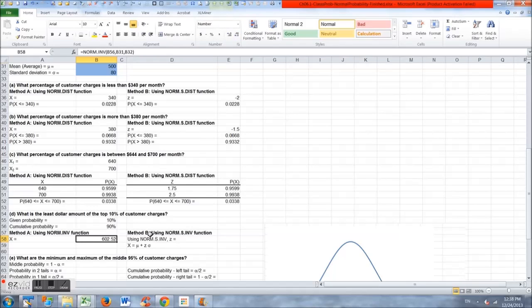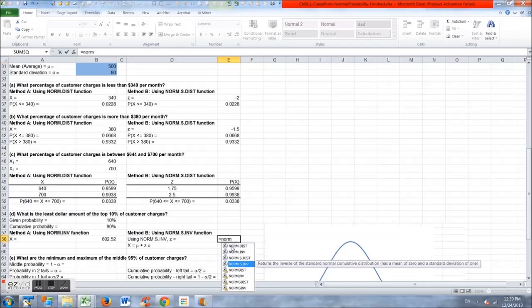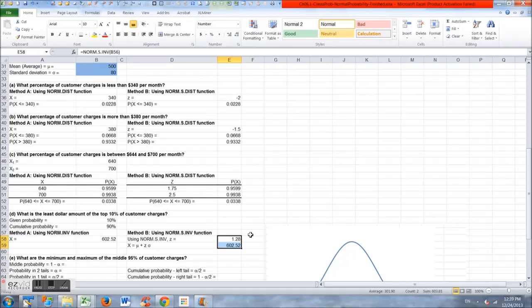If you wanted to use norm.s.inv, then again you have to provide the cumulative probability, and that will give us the value of z. Then we have to compute the x by going mu plus z sigma. So we do that, and we get the same answer, of course, but you have to do that extra step.